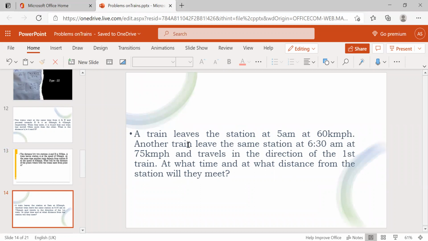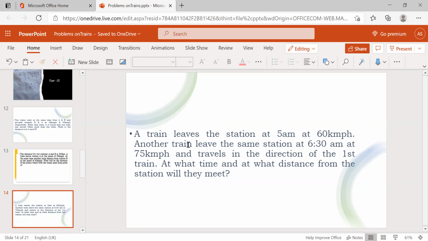Okay, a train leaves the station at 5 a.m. at 60 km per hour. Another train leaves the same station at 6:30 a.m. at 75 km per hour and travels in the direction of the first train. Means both trains are moving in the same direction. At what time and at what distance from the station will they meet? That is what they're asking.